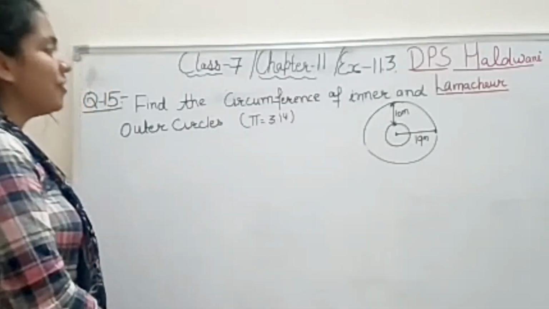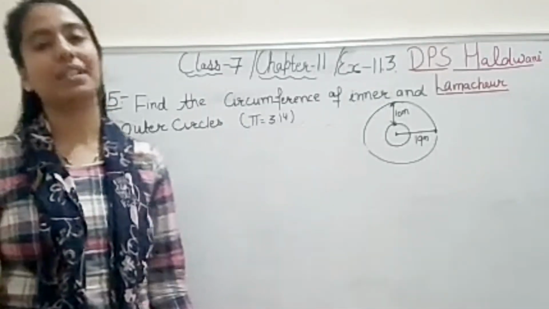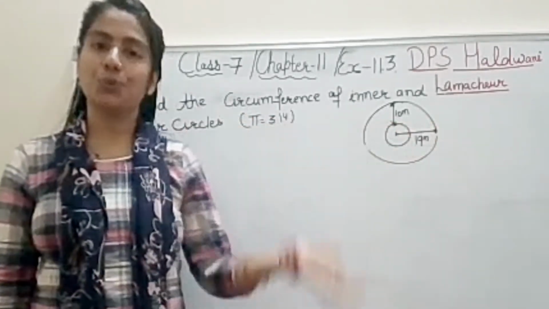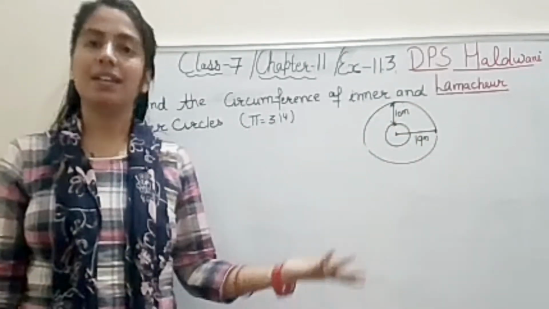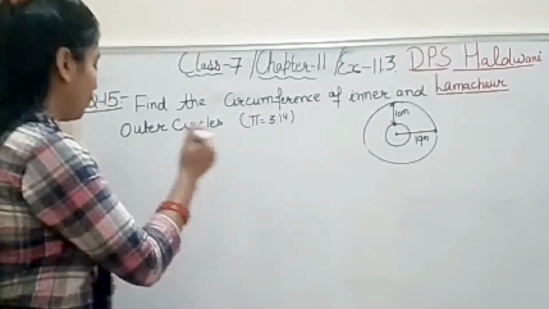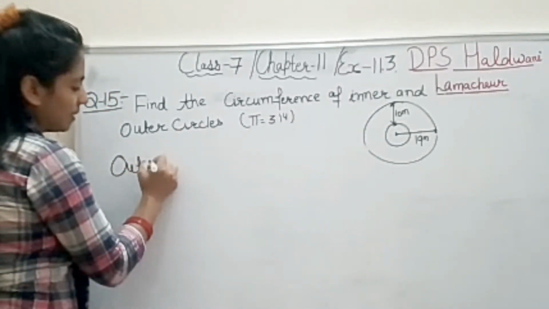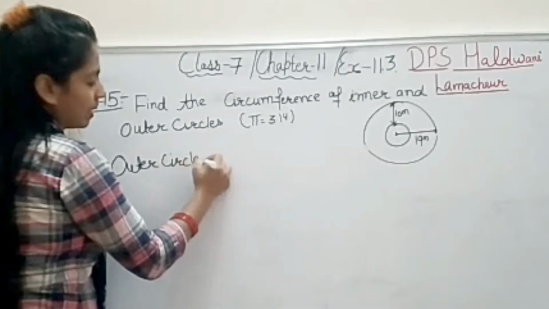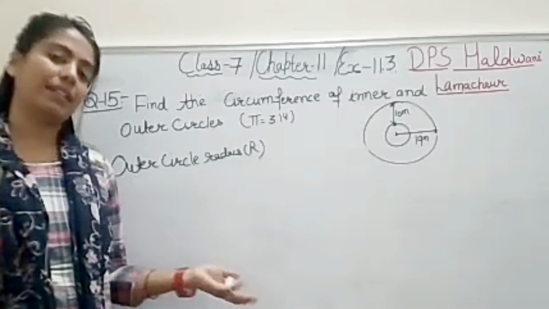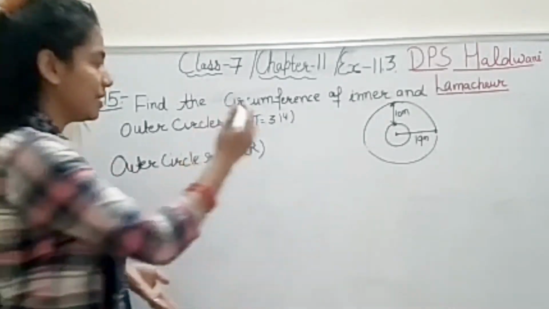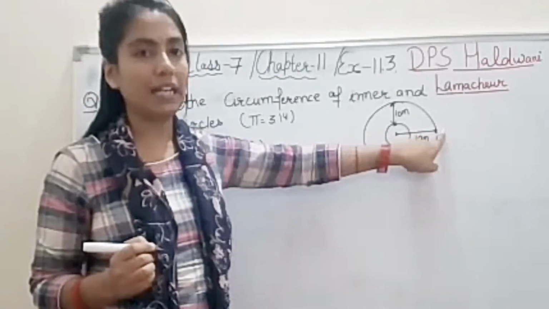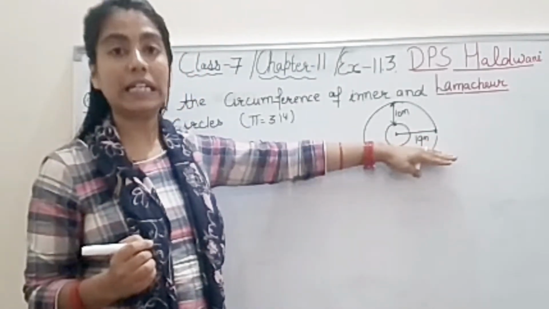Coming to question number 15: find the circumference of the inner and outer circle. That's it. Two circles are there. Inner circle circumference is 2 pi r, outer one also 2 pi r. Just put the values and get the answer. So first of all, the outer circle, student. Take the outer circle radius as capital R, and the inner circle radius as small r. Understood? So capital R means the outer circle, from the center till the last.